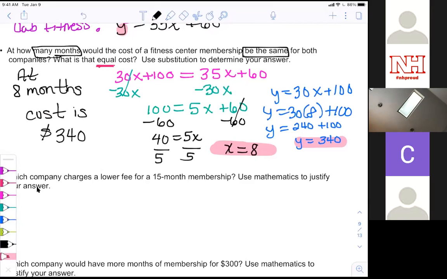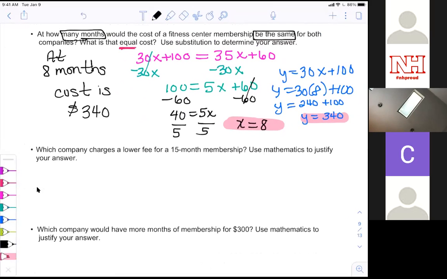I'm good with that. Does anyone have questions on that first problem? All right, so the second part of the problem here. Which company charges a lower fee for 15 months? So now you say, hey, I have a vacation in 15 months and I want to make sure that I go work out so that I'm good for that vacation. Which place should I go to for 15 months? Which one is going to be cheaper?